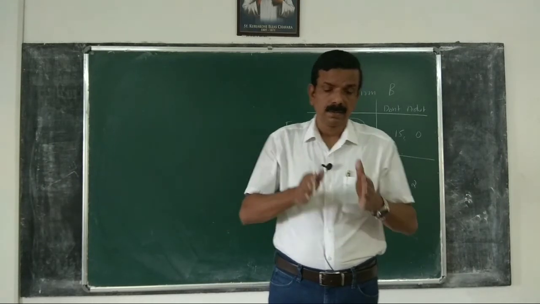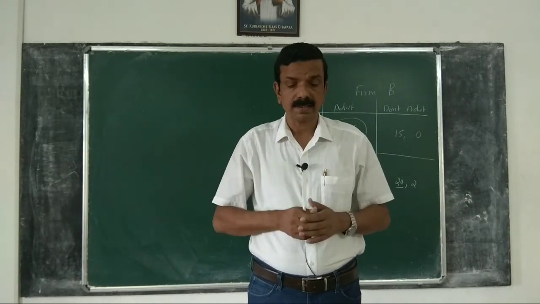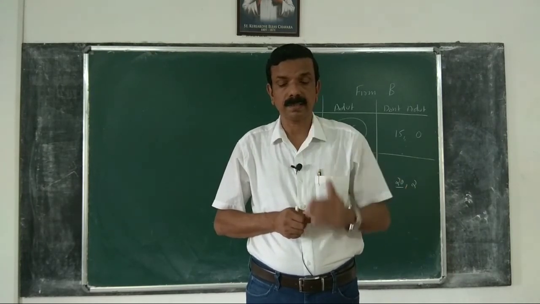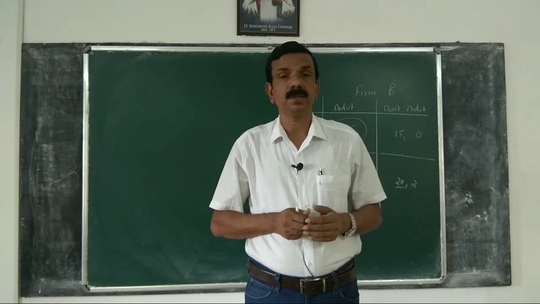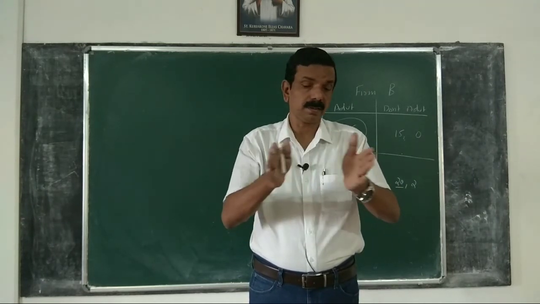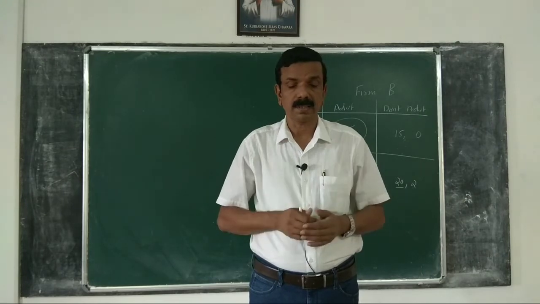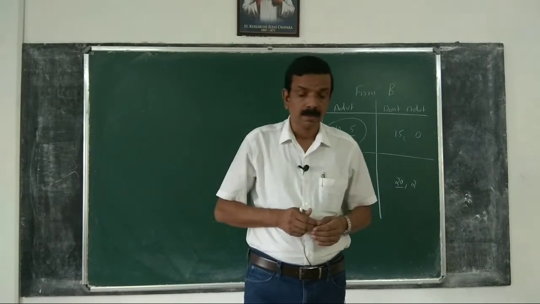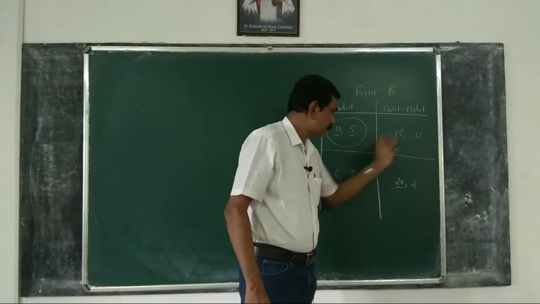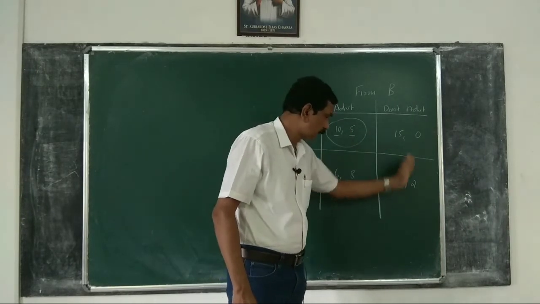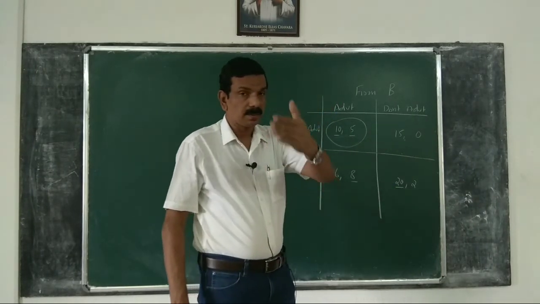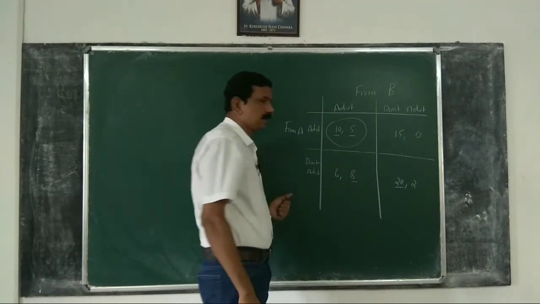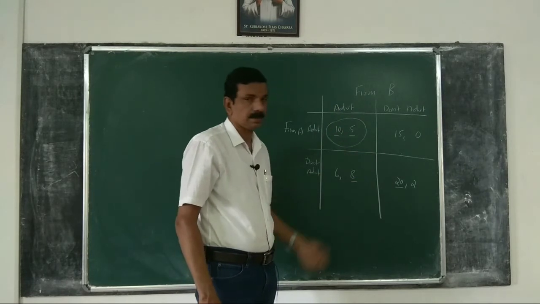A Nash equilibrium is a set of strategies such that each player is doing the best it can given the actions of the opponents. Each player is doing the best it can given the action of its opponent. So consider this. This is an equilibrium not in dominant strategies. This is an equilibrium in Nash, or this is an example of a Nash equilibrium.